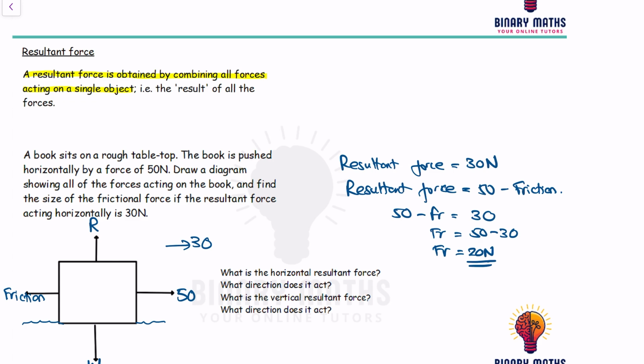What is the horizontal resultant force? We've been told the horizontal resultant force is 30 newtons. Which direction does it act? On to the right, so in the direction of the 50 newtons. What is the vertical resultant force? Because it's not moving up and down, it is 0 newtons. What direction does it act? No direction, as the object is stationary vertically.